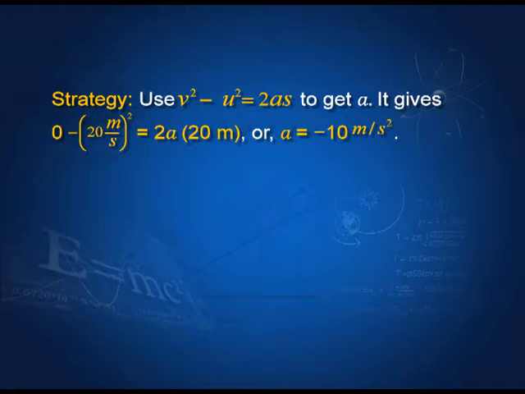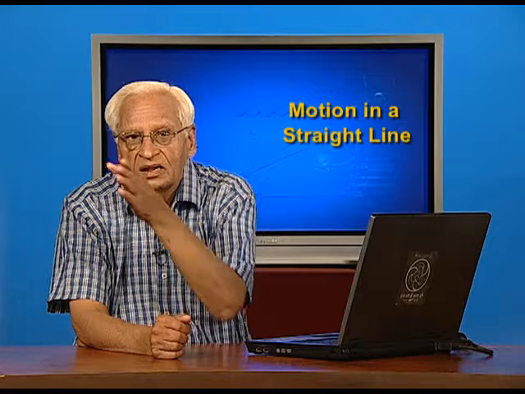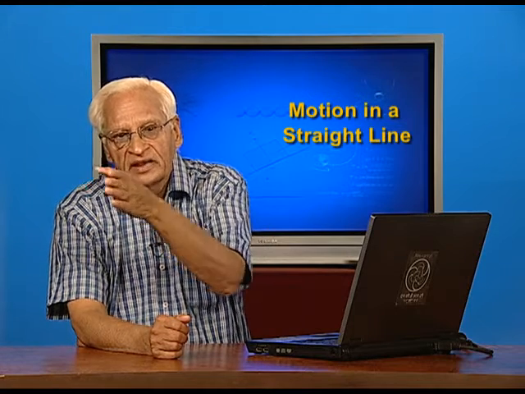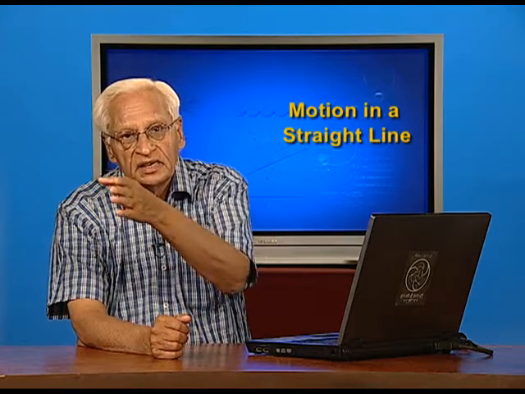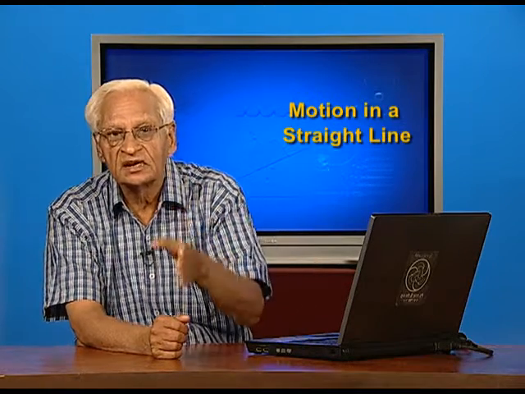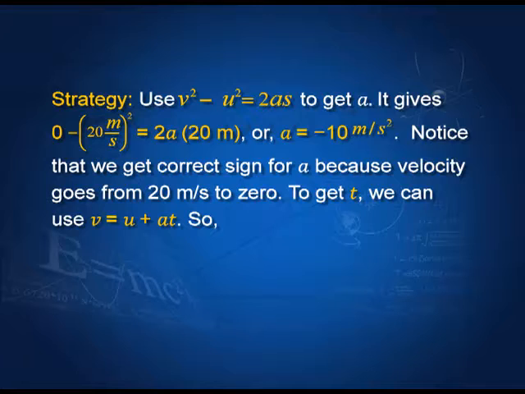This minus sign is important. You remember that the biker has applied the brake, and therefore, his speed is decreasing, which means the acceleration must be negative, and we must get the correct sign of the acceleration. In this case, we get a equal to minus 10 meters per second square. Now, the other thing that we have to find is the time taken.